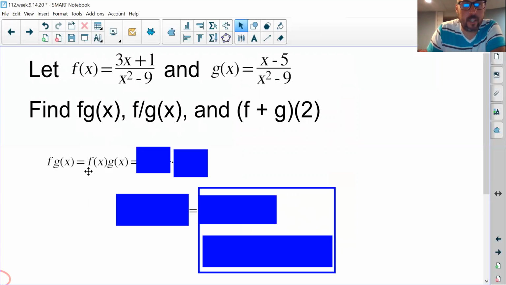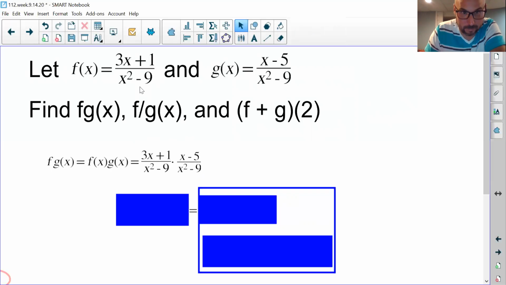Well, we've done these before. f times g of x is the same thing as f of x times g of x. Well, I know f of x is 3x plus 1 over x squared minus 9. And I know g of x. It's x minus 5 divided by x squared minus 9. Now, what are these domains here? The only real threat with both of these functions is that you're dividing by something. So you can't divide by 0. So can you see what numbers make you divide by 0? Of course, -3 and +3. So the domain for f and the domain for g are identical. They're both all real numbers except for -3 and +3.